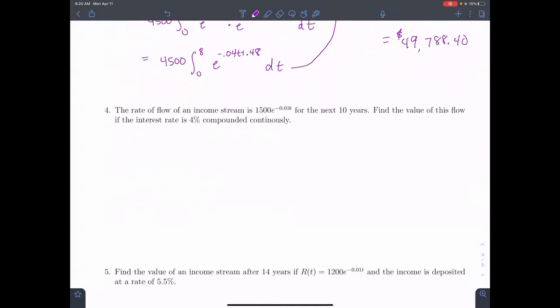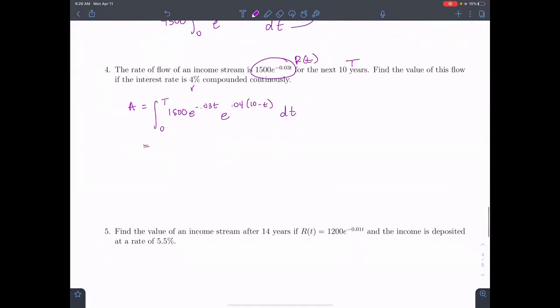All right, and we have another income stream here. This is R of T. This is big T. This is little r. So A is going to be the integral from 0 to big T of R, which is 1,500 e to the negative 0.03t times e to the 0.04 times big T minus little t dt. So 1,500. Big T is 8. No, 10.